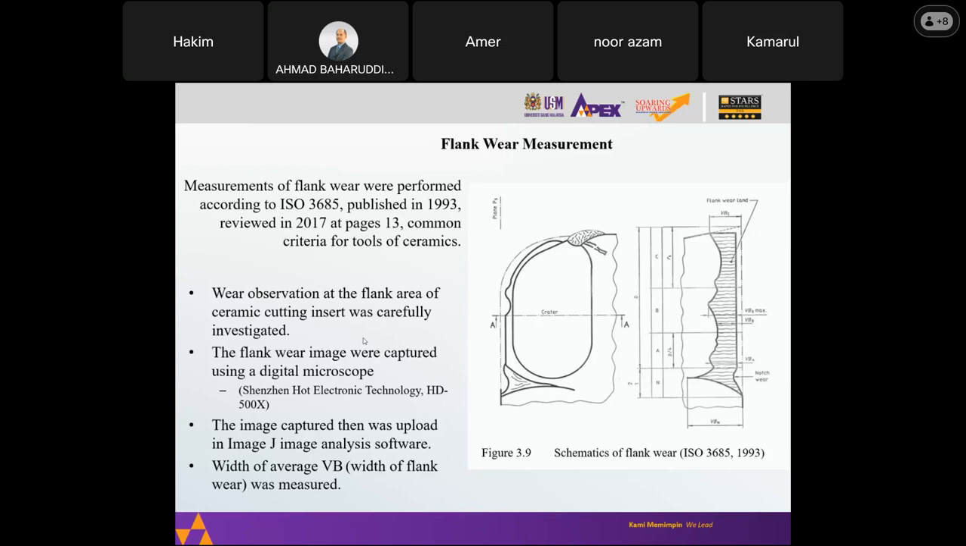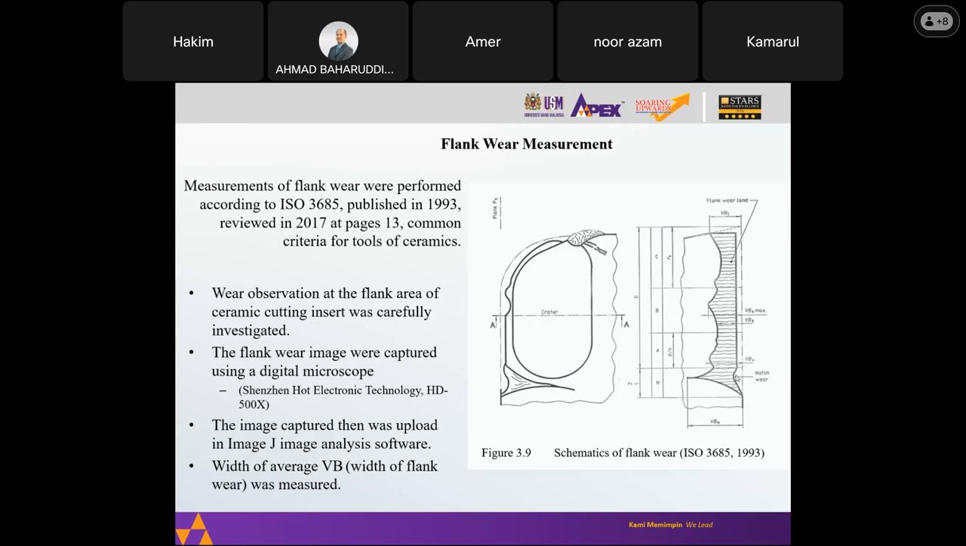So using the image, we take the measurement of the average VB. VB is the width of the flank wear. This is the flank wear at the side that contacts the workpiece, the newly generated surface. Actually, there are two sides in contact. The crater wear contacts the chip that is produced while machining, and this flank area contacts the newly generated surface of the workpiece.